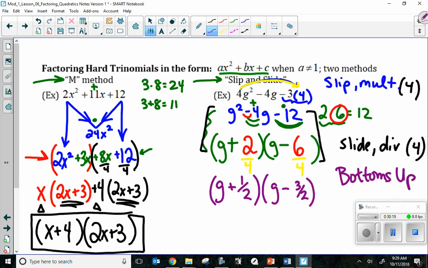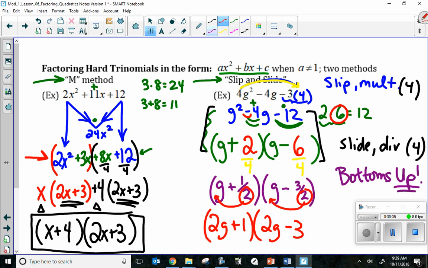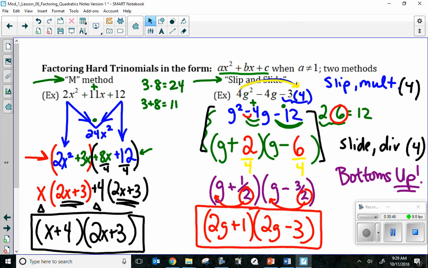And the last step, I like to call bottoms up. Bottoms up, bottoms up. Okay, what does that mean? That means the bottom of these fractions come right up front here, in front of your variable. So I've got 2g plus 1 times 2g minus 3. Literally taking the bottoms and bringing them up front. And that is the answer, and that is a perfect time to stop this video.